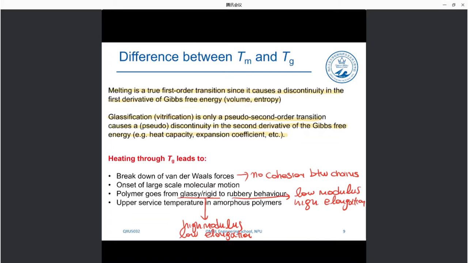And finally, the glass transition is the maximum service temperature in amorphous polymers. Amorphous polymers, we said, don't have any crystalline regions, okay? And because they don't have any crystalline regions, they don't have a melting point. So we need a temperature at which the properties of the polymer change completely, and that is the glass transition temperature. In this case, the upper service temperature is the temperature up to which we experience certain properties of a polymer. If we go through the glass transition, then these properties do not exist, and that is the maximum service temperature for amorphous polymers. Okay?